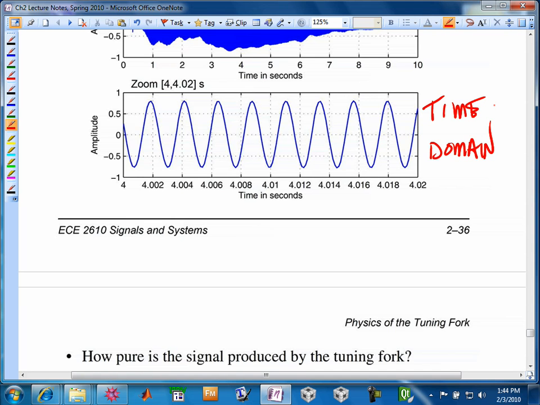But at any rate, the time domain is when we look at the waveform as a function of time, and that's what we have going along in this axis. So that's called time domain. In terms of acoustically, what does that mean?